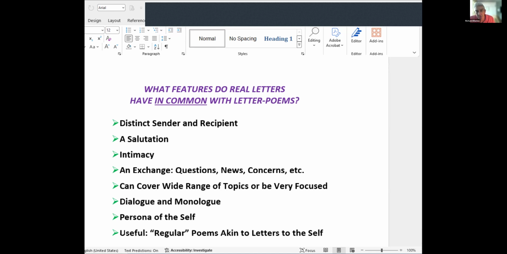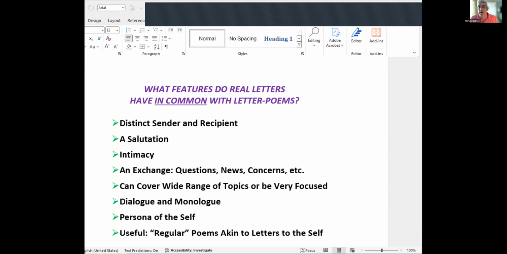And this goes with the next piece, which is an exchange. So there's questions, there's news, there's concern. I didn't put it in here, but there has to be a reason for the letter. In a poem, what I usually call that is the emotional center of the poem, or the reason for being. For those of you that know French, I don't, raison d'être. The urgency, the reason for being. And that's something we have to think about.